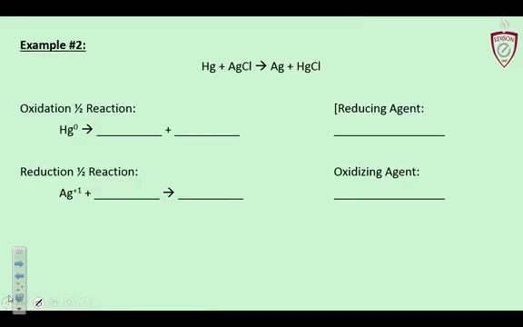Couple more examples. All right, again, let's label up our metals with their zeros because they're all by themselves. They're the easiest. I know chlorine's a -1, so silver's a +1. And also mercury is going to now be a +1. I have mercury 0 going to mercury +1 and 1 electron. I have Ag +1 gaining 1 electron, becoming Ag0. So now, the oxidation is the reducing agent, so Hg0. And again, the reduction is the oxidizing agent, Ag +1.